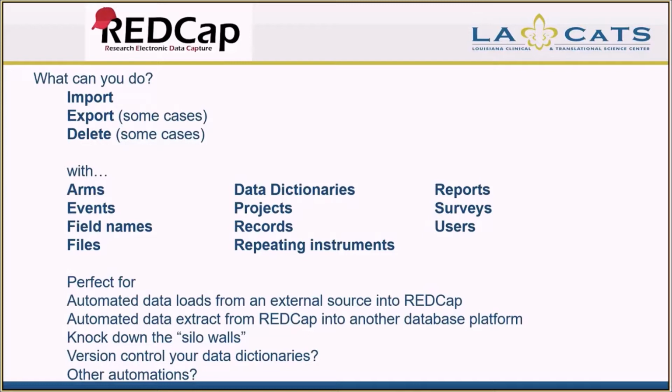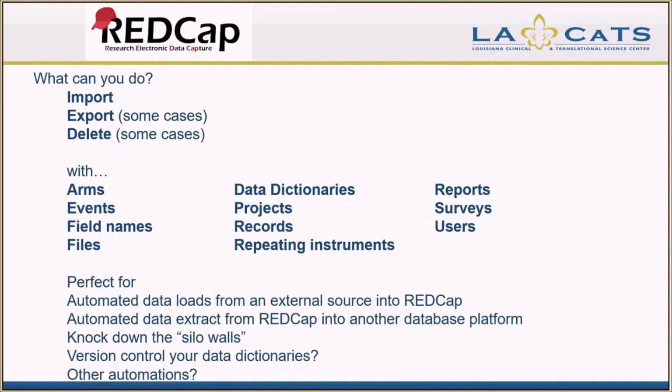So in case you ever needed to get your REDCap data out of REDCap on a scheduled basis or something like that, I'll show you a way to do that, as well as reports and surveys and users. So I mentioned a few ways that the API would be useful, but maybe there are other ways. Maybe there are other things that you particularly need. I'd love to hear about them.